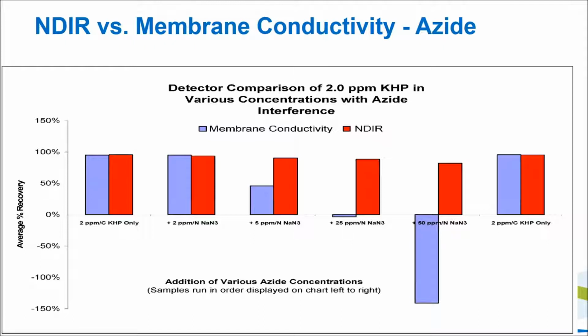And here's with azide group interferences. So we have our control, which is just 2 parts per million carbon using a typical KHP standard. And then we slowly add more and more azide groups. And as you can see, once you hit 50, you're actually getting a very low negative response, but there is actually 2 parts per million of carbon in that sample. So once you get to about 5, you're getting about half of what's actually in that sample.